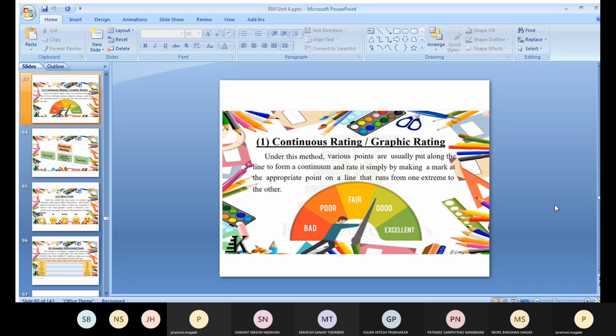In case of fair, you can say he has average work. In case of good, we can say first class work, and excellent means extraordinary. In terms of our academic point of view, we call that distinction. Such kind of rating will be done for every case, while doing your job and in academic consideration. This kind of scenario will be there for rating, and this comes under scaling. These are the basic things for graphic or continuous rating.